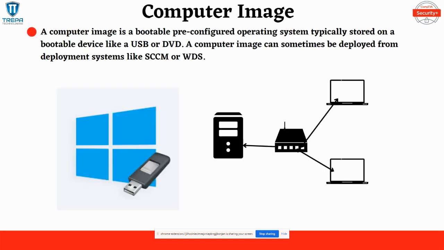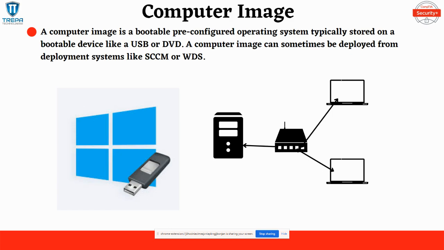And then we have a computer image. So, what is a computer image? A computer image is used to install an operating system on a computer or a hardware, right? This is a bootable pre-configured operating system. So what do I mean by that? Well, when I want to install Windows 11 on my laptop, I use a bootable image or a computer image to put that ISO file onto the hard drive to give an operating system to that hardware, right?